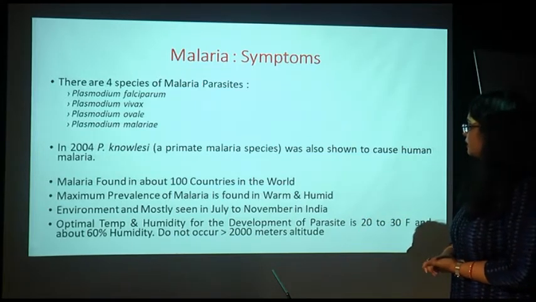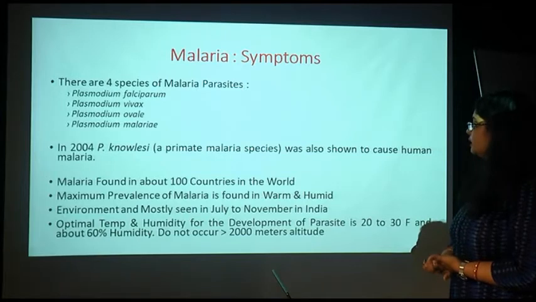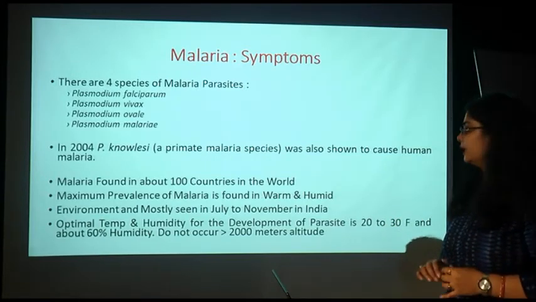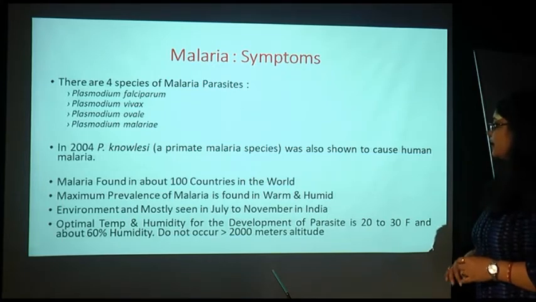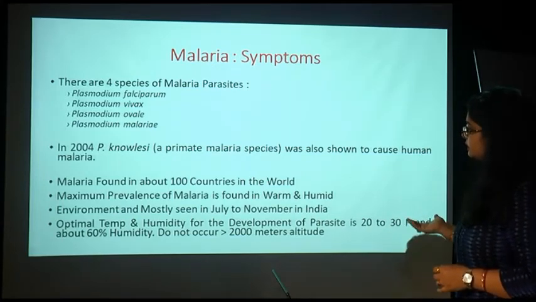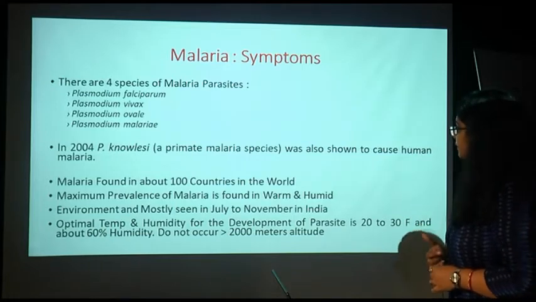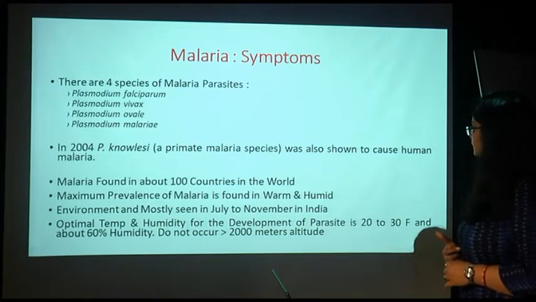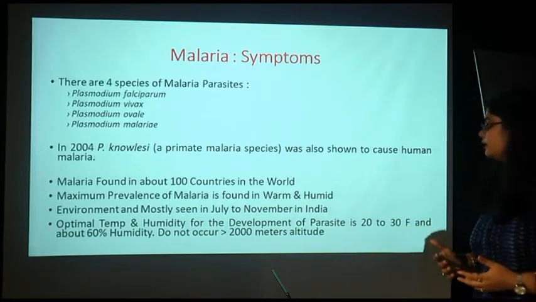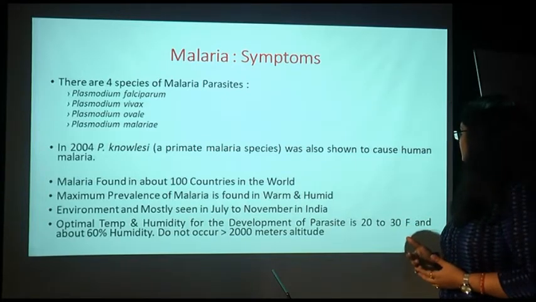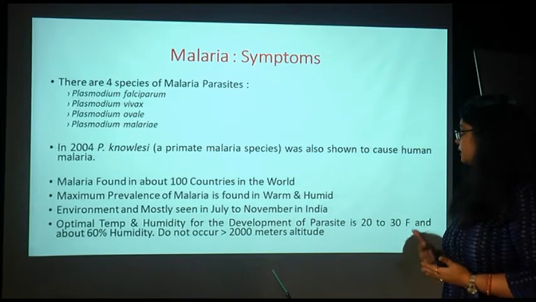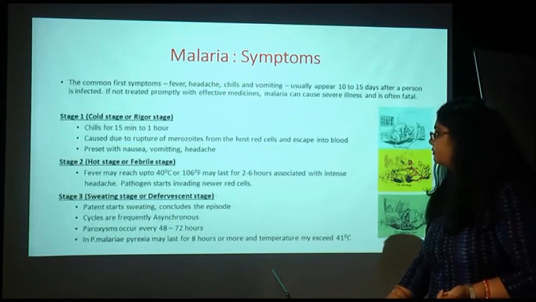Now malaria is found in about 100 countries in the world. Malaria is mostly prevalent in warm and humid climates, and the occurrence of malaria increases between July to November in India. For the development of the parasite, a 20 to 30 degree Celsius temperature and 60% humidity is a good enough condition.